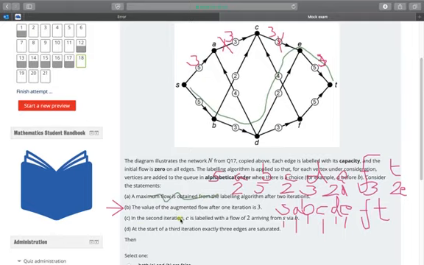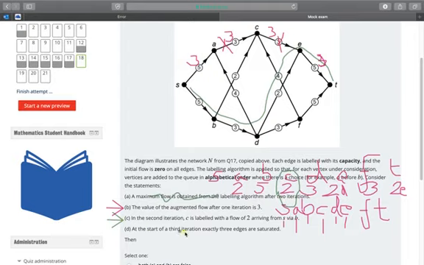In the second iteration, C is labelled with a flow of 2 arriving from S via B. C is labelled with 2 arriving from B, and that's correct. That's this thing we did here. So that is actually a correct statement. So this is correct.